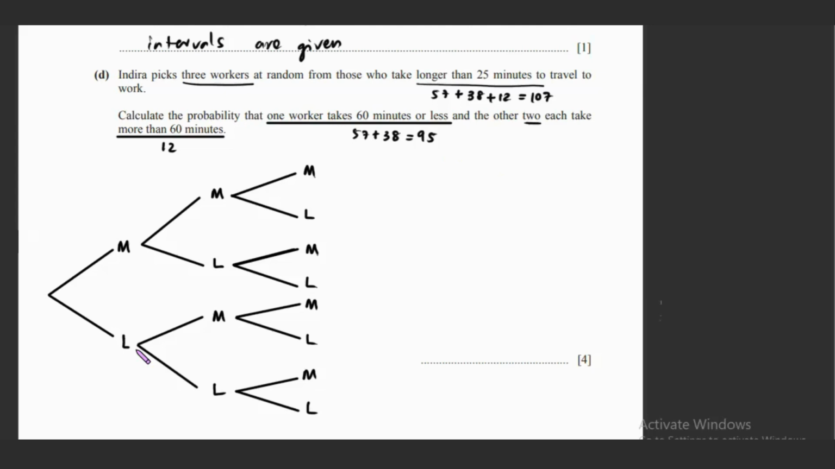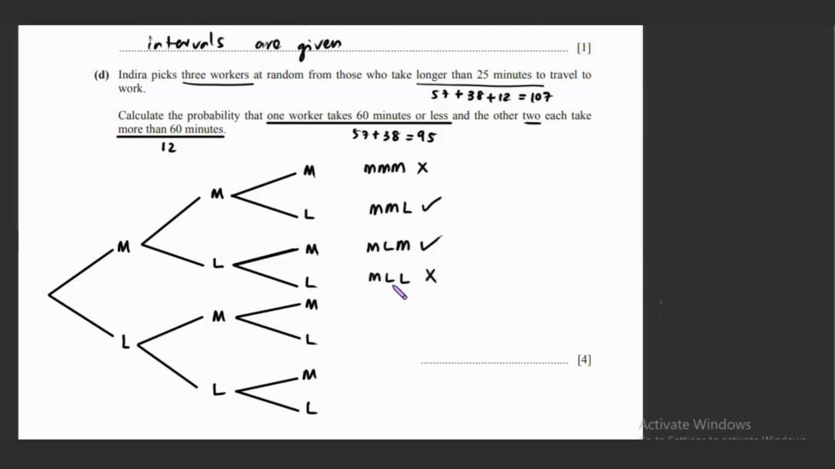So I'm going to write the possible combinations it could make. First, MMM, which means all three workers picked are going to take more than 60 minutes, which should not be considered. Then next one is MML. So here there are two people who take more than 60 while one less than 60. That can be considered. Next we have MLM. That's going to be two workers again more than 60 and one worker less than 60. That can be considered. Next we have MLL. That cannot be considered because there are two workers less than 60.